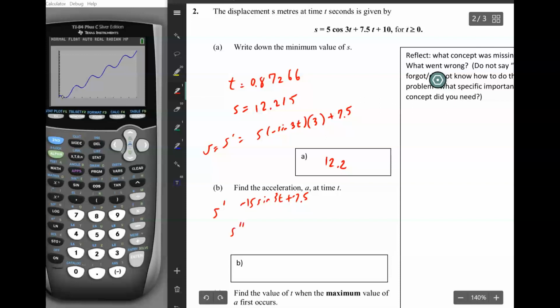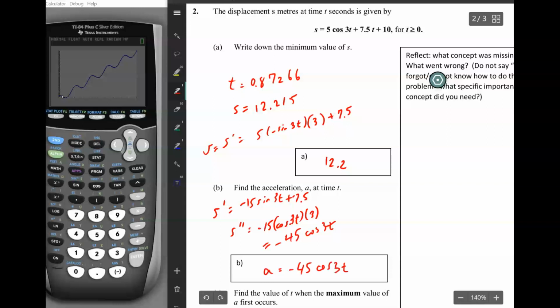And then let's find our second derivative of s. It would be negative 15 cosine of 3t times the chain rule 3. And then 7.5, the derivative of 7.5 is 0, so that just disappears. And then if we multiply the 3 and the 15 together, to simplify it, we get negative 45 cosine 3t. So that is the acceleration function. It is negative 45 cosine 3t.